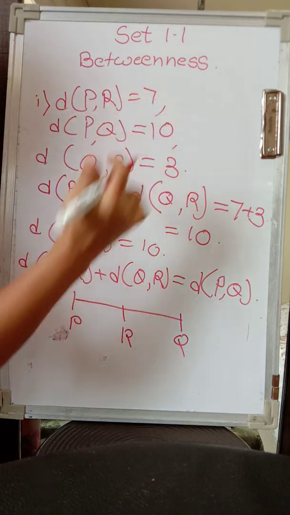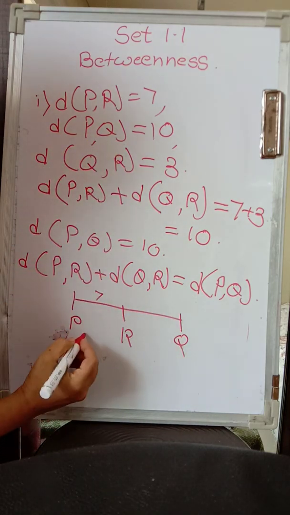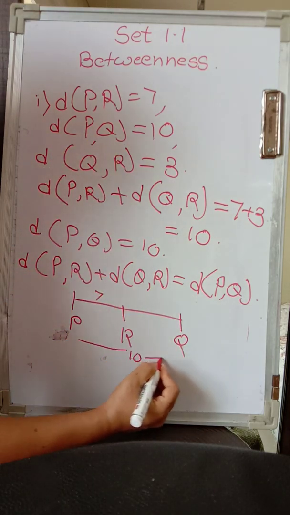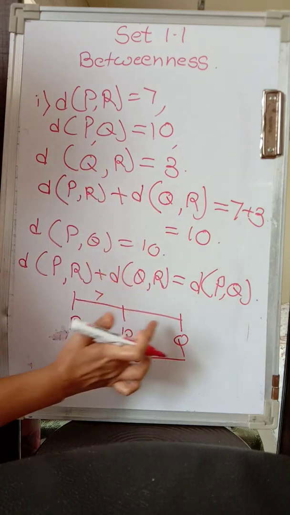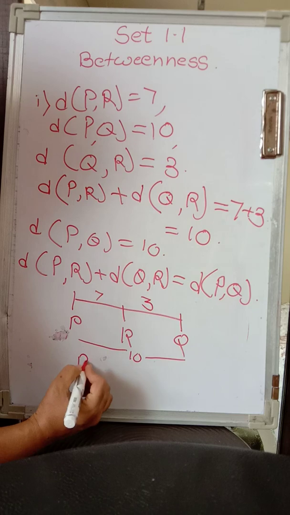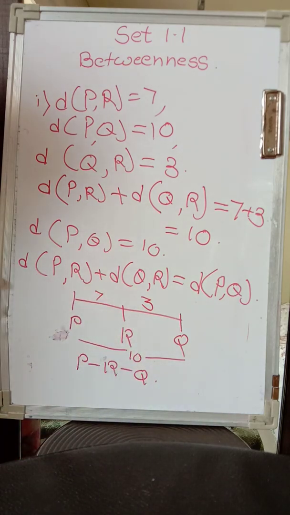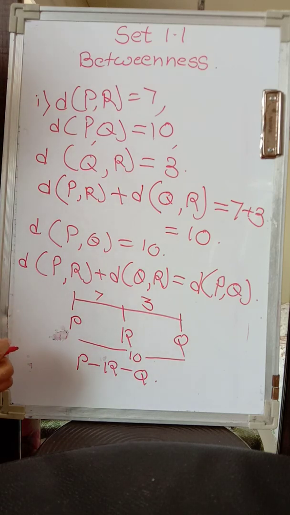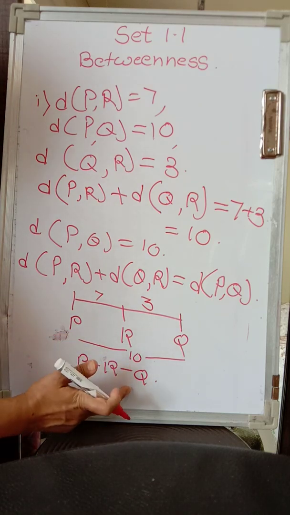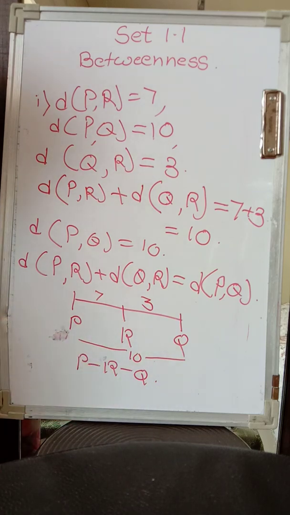Now what is PR? PR is 7, P to R is 7. What is PQ? P to Q. So you can write it like this. This is 10. And how much is QR? Q to R is 3 units. What is the betweenness? P dash R dash Q is the betweenness. So points are collinear. Okay, what will you write? Points are collinear and betweenness is P dash R dash Q. Is it clear?